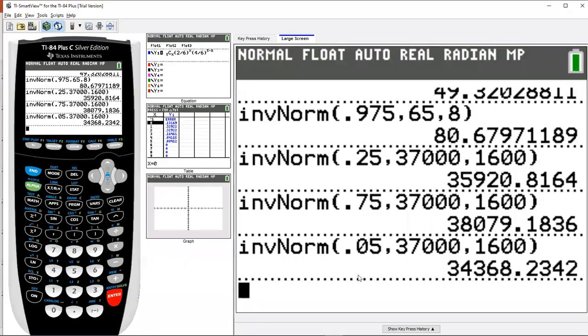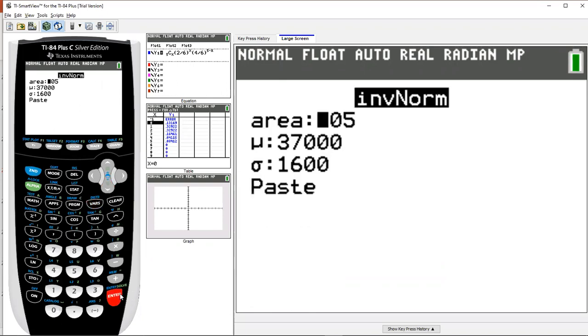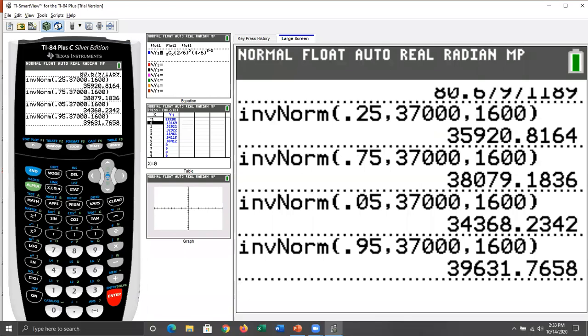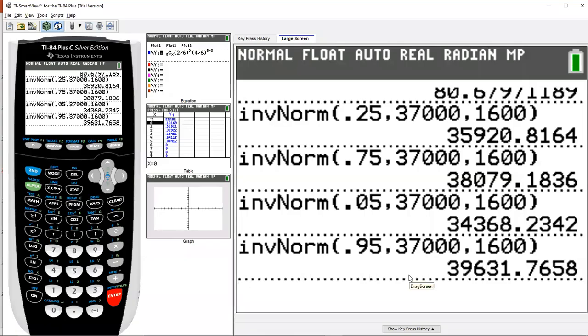And then for the high end, we'll do that all over again, once more with feeling. So 95 is 0.95. Work that out, 39,631.77. There you go.